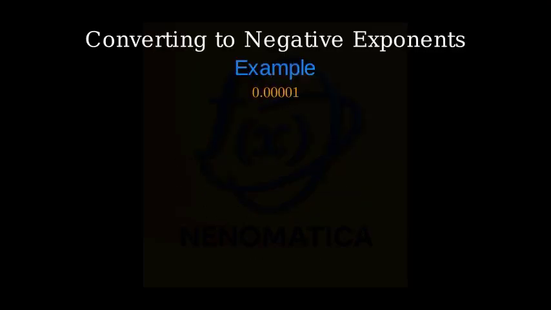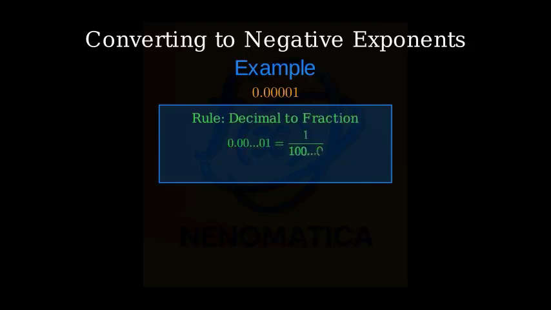Let's start with our first example. We need to convert 0.00001 to a negative exponent form. First, let's write this number as a fraction with 1 in the numerator. 0.00001 equals 1 over 100,000.